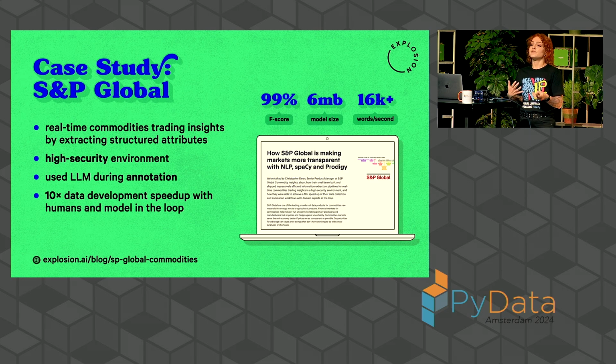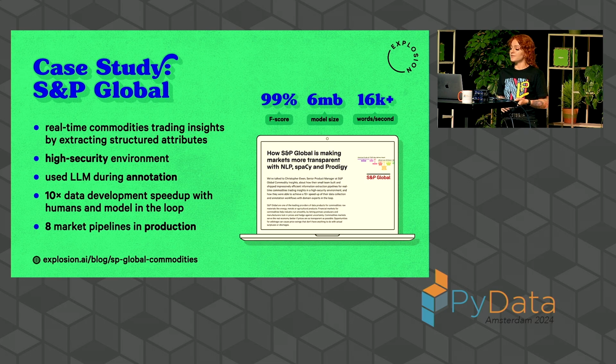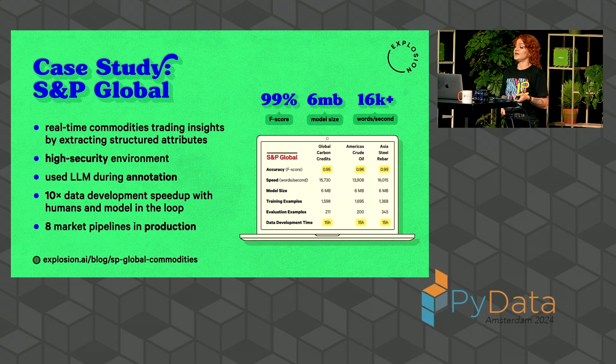And with some clever tricks that are also shared in the blog post, if you're interested in this particular case study, they were able to speed up their data development process by 10 times, with a human and automation by a model in the loop. And they currently have 8 pipelines in production, probably more at this point. If you're looking at the results, you can see we're getting really high accuracies here and have a model that's 6 megabytes. It's not gigabytes, it's megabytes, running at 16,000 words per second.